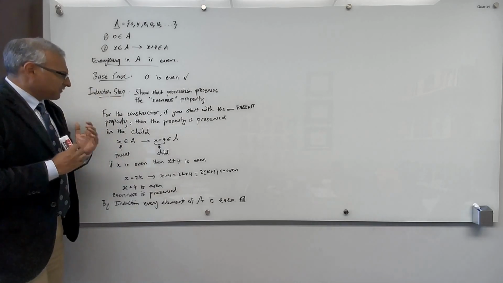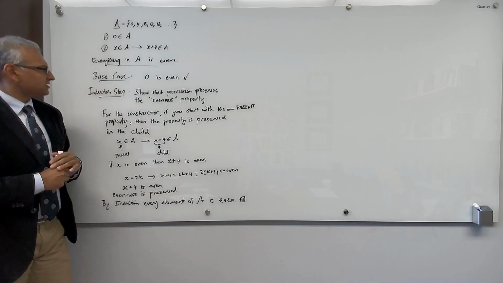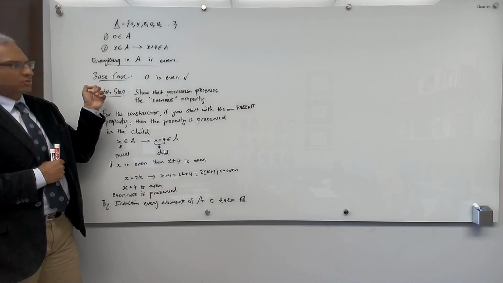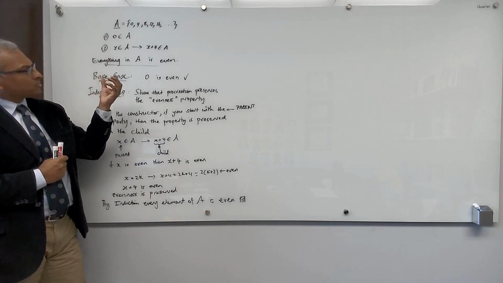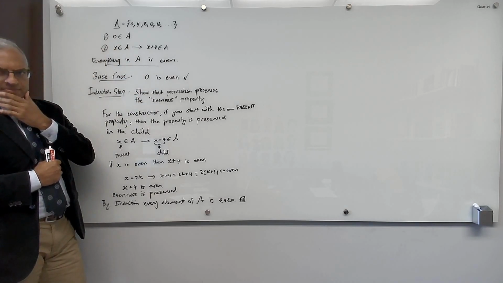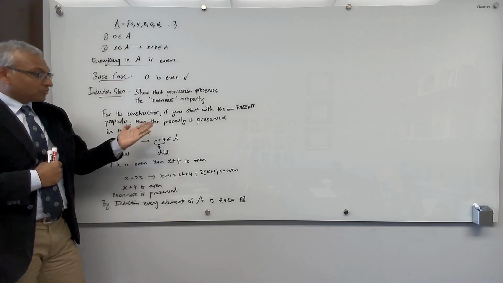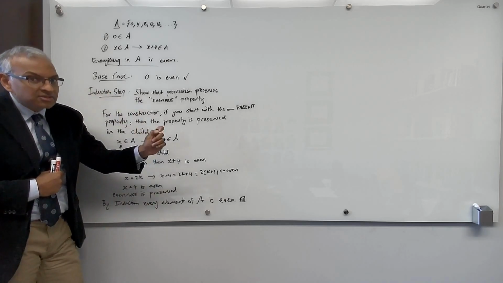Now let me emphasize, here are the mechanics. You have to prove the base case. So whatever property you're trying to prove for every element of A, you have to prove that the base case satisfies that property, and then you have to prove that the constructors preserve the property.